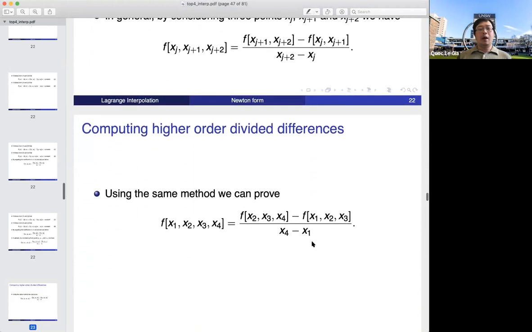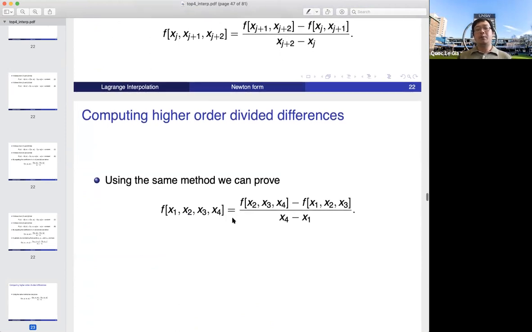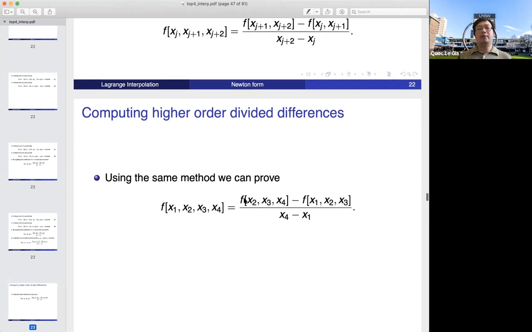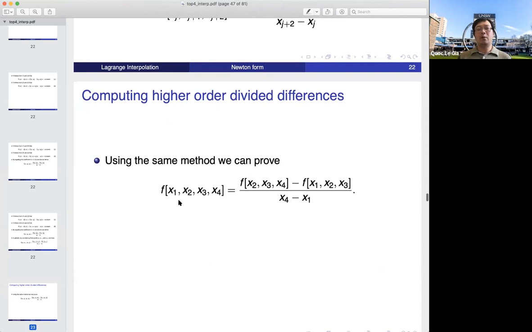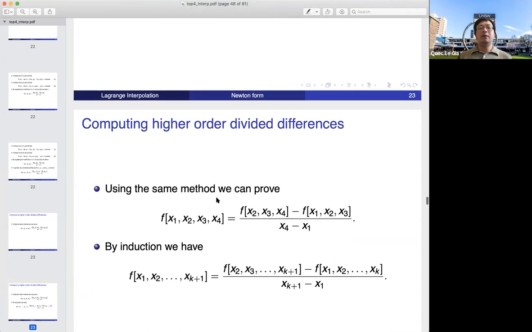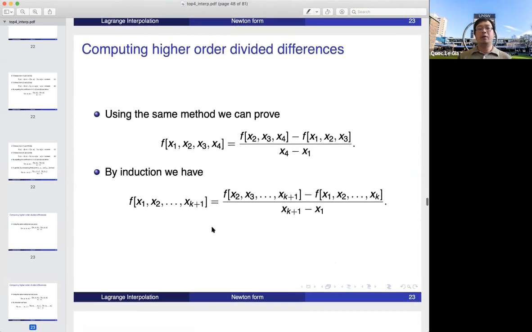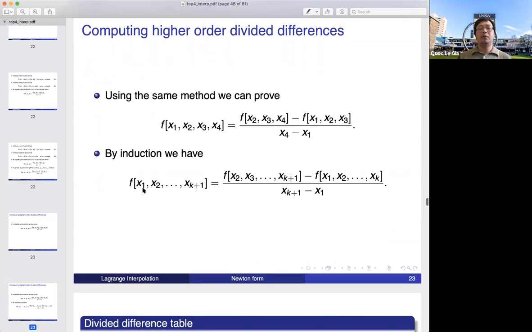So now you use the same method. If you consider the cubic instead of the quadratic, then you can derive this formula over 4 points. Divided difference over 4 points, 1, 2, 3, 4. So we skip it. And then you can use induction to do further, up to k plus 1 points.